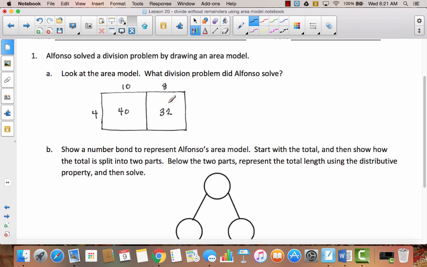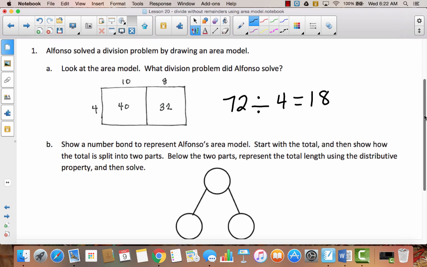the width. So if we took the total area of this entire rectangle, we would have to add 40 and 32, which would give us a total of 72. So we have 72, and we're dividing it by 4. And altogether, that gives us 10 and 8, which would be 18. So basically, all we did was take 72 and break it into two chunks that were easily divided by 4. So instead of using the standard algorithm to divide 72 by 4, we broke it into two smaller problems that we could do really quickly in our head and add together.